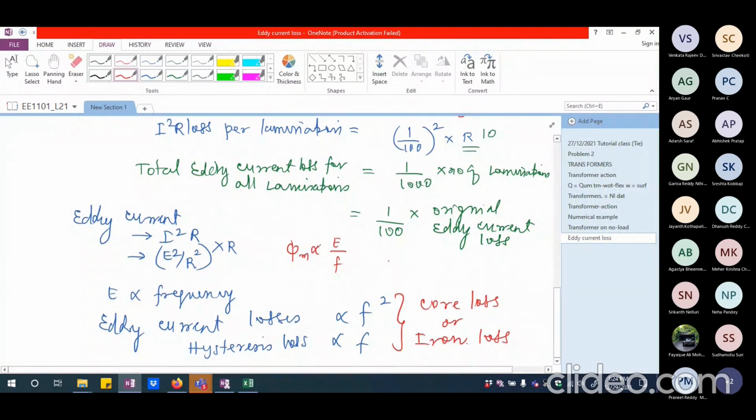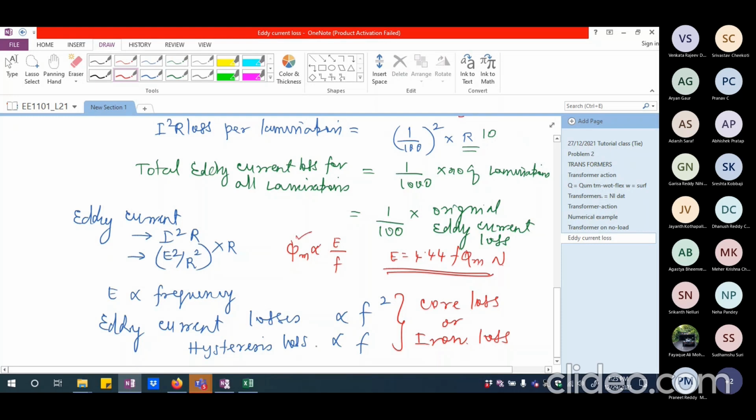So phi m, we wrote E equal to 4.44 F phi m multiplied by the number of turns. So I can say if I am talking about a constant number of turns, I can say flux is proportional to E by F. So as long as I apply a constant value of voltage and constant frequency, if I say 220 volts 50 hertz transformer, I will always apply 220 volts and 50 hertz to this transformer no matter what. So the flux in a transformer is fairly a constant.